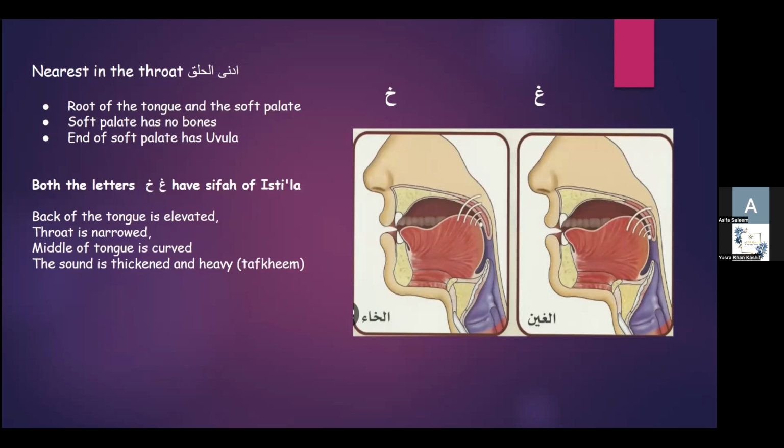When we're saying the letter kha, it comes from that part of the tongue and the soft palate which is closer towards the mouth. But the letter ghain comes further down, and this is closer towards the throat. It's right towards the end of the uvula and the back of the root of the tongue. You can see the two dots, the difference.